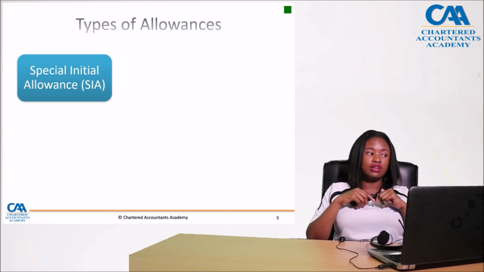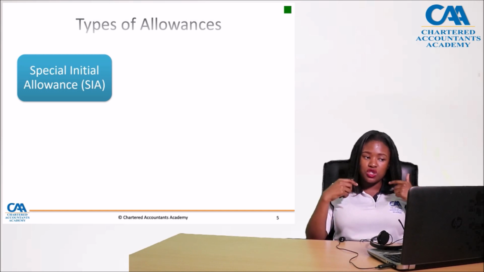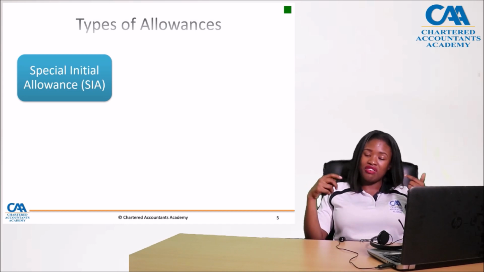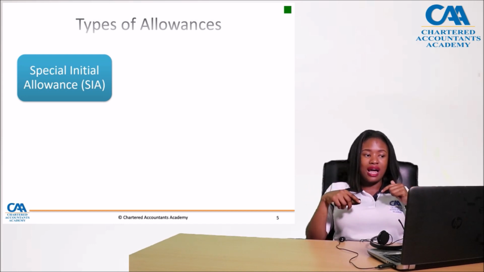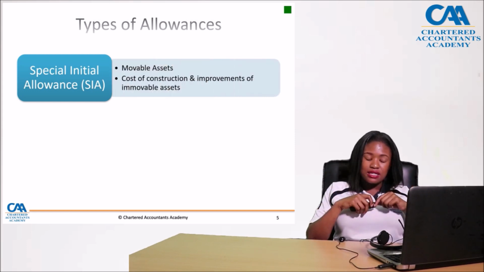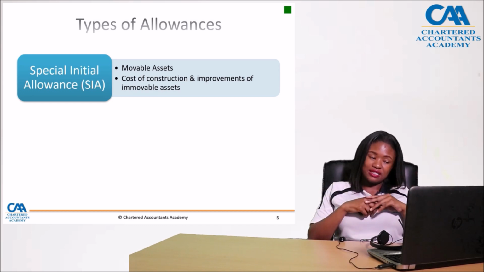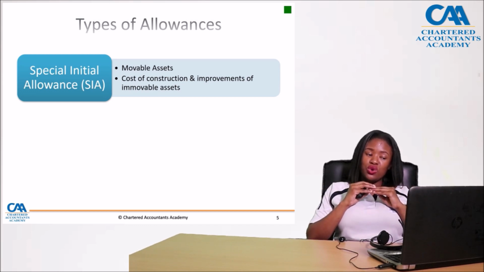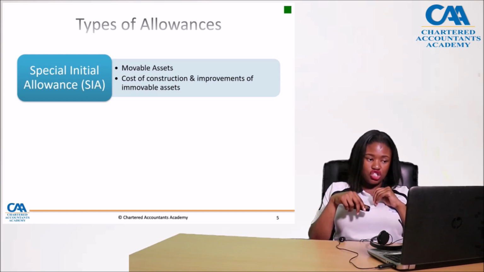So let's say you have a building ordinarily which qualifies for special initial allowance, which you have constructed. But if you then lease it out on a finance lease, then you are not allowed SIA. So it is mainly allowed for movable assets, cost of construction and improvement of immovable assets. These are the main ones where you can claim special initial allowance. So for example, if you construct a factory building, then you will be allowed special initial allowance.